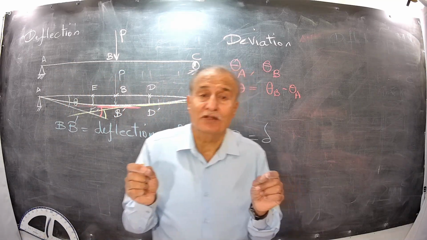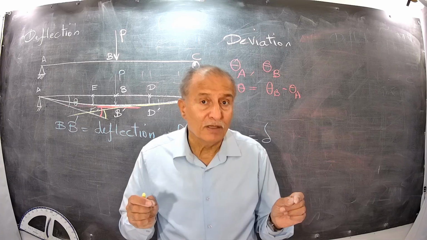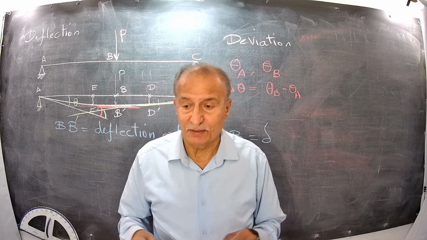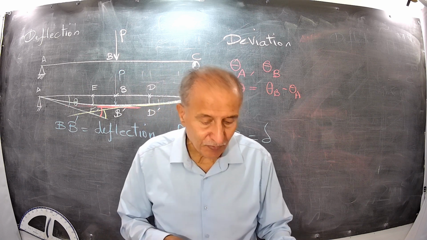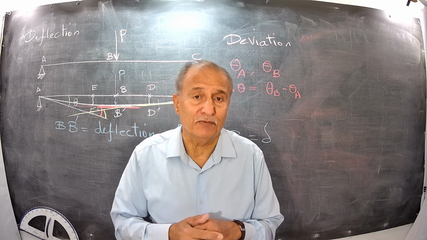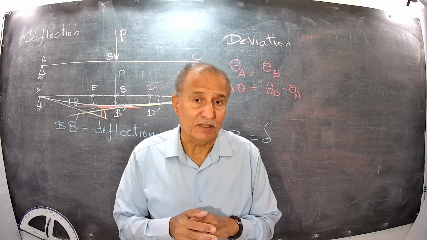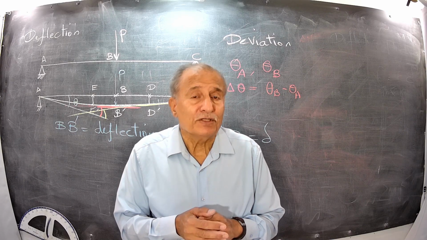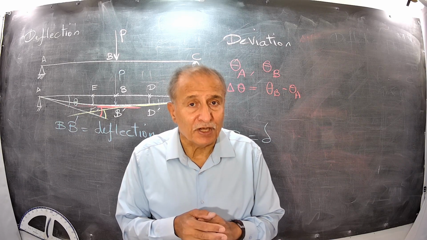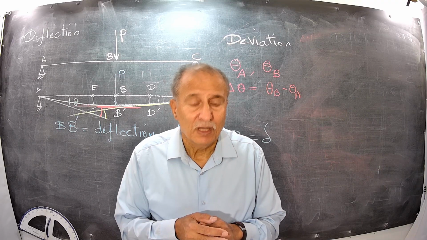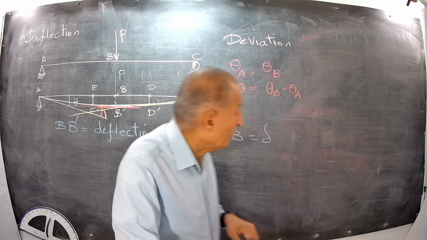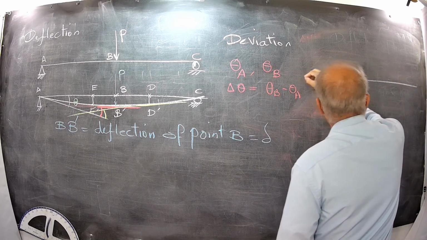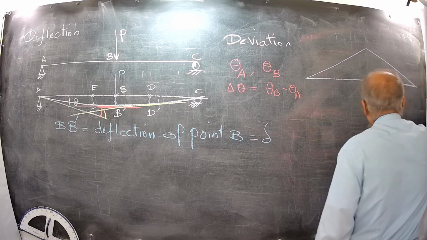Always we consider slope between 2 points, or change in rotation of the beam between 2 points. And we calculate that. How much is this rotation? The first theorem says you draw the bending moment diagram. The bending moment diagram is, for this beam, this one.